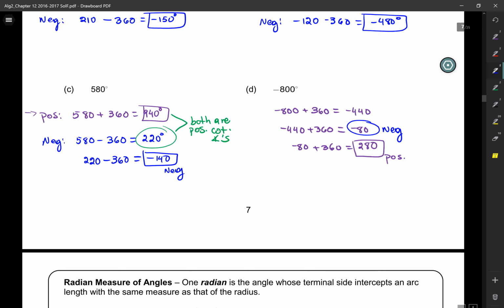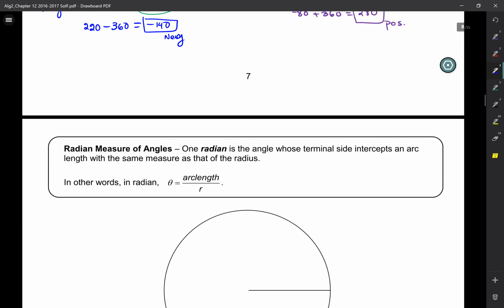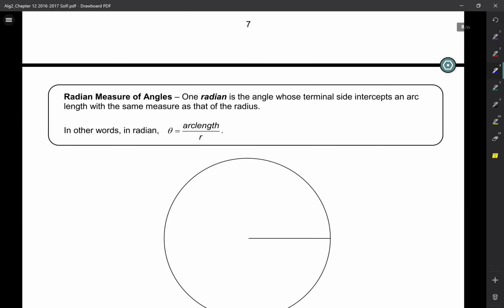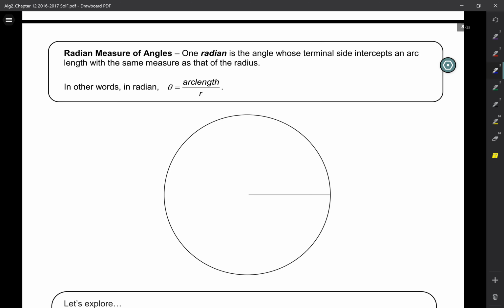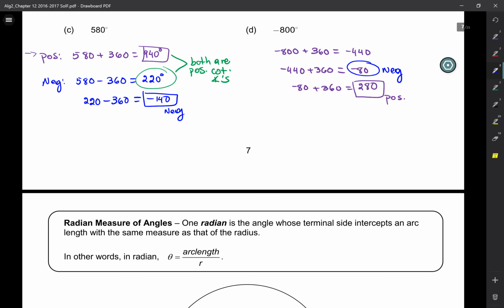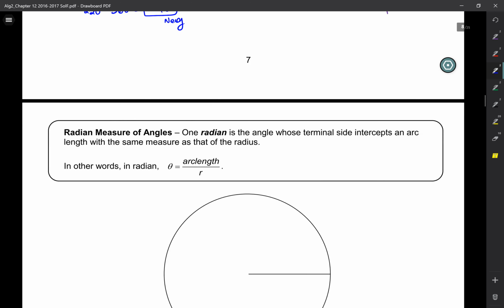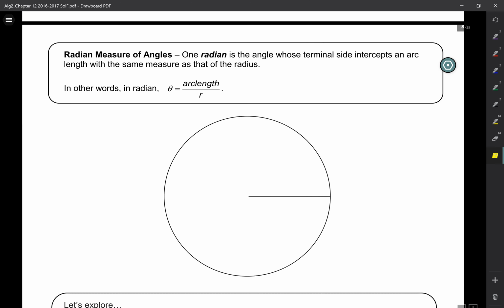In the coterminal box line on the page, it says adding or subtracting any multiple of 360. That means I can add or subtract one 360 or two 360s, just like we're doing here. You can subtract 360 once or twice or 5 times, as many.